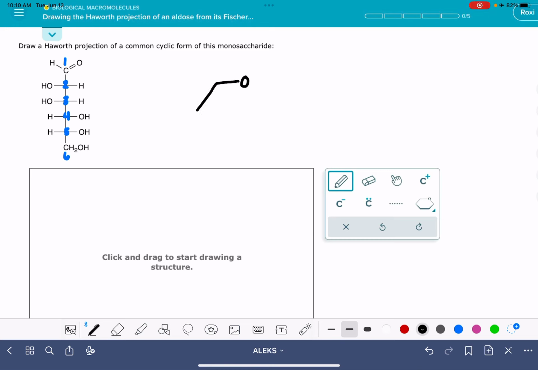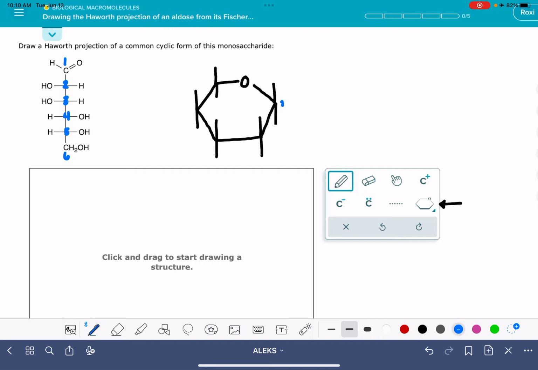ALEKS's drawing tool has got a nice little template that will automatically draw a 6-membered ring. Check it out right there. So you can just have that 6-membered ring drawn for you, and then you're going to need to fill in the straight line bonds on the carbon atoms of the ring, and you want to make sure that the bonds are pointing straight up and straight down. Don't angle them. ALEKS doesn't like it if you draw them at an angle.